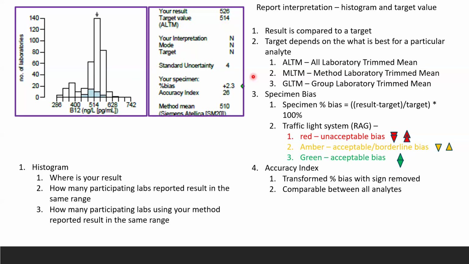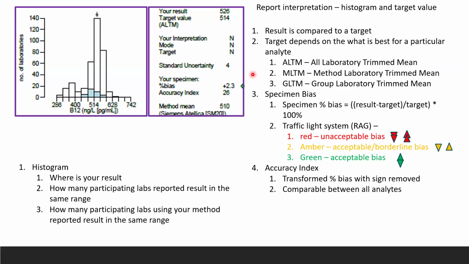The target depends on what is best for a particular analyte. In this case of vitamin B12, the target is ALTM. But in some other cases, it can be MLTM or GLTM, or results can be compared to the results of a true method. So what is ALTM? ALTM is all laboratory trimmed mean.